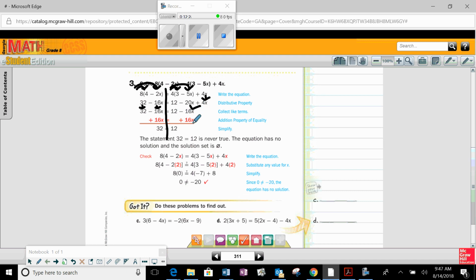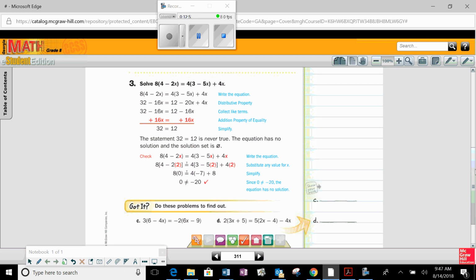Now we want to get our variables on the same side by using the addition property of equality. So we're adding 16x to both sides, and the x cancels out. So we end up with 32 equals 12. That is not true. So there is no solution for this problem. Nothing will ever solve that equation.